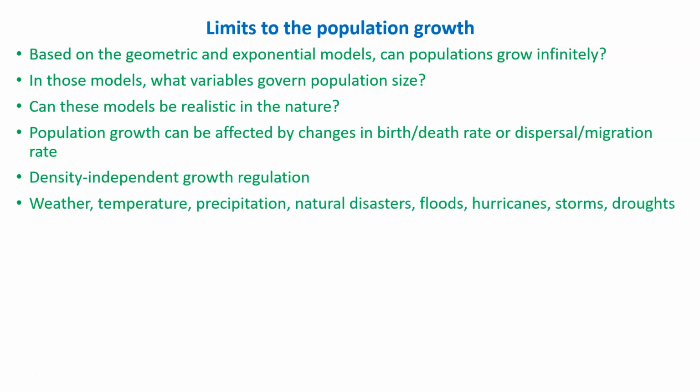Some of these environmental factors that impact population growth are density independent, right? They regulate population size independent of the current population density. Things like weather, climate, temperature, precipitation, natural disasters, floods, hurricanes, storms, droughts, all of those climate and weather extremities can result in reductions of population sizes, regardless of the density, right?